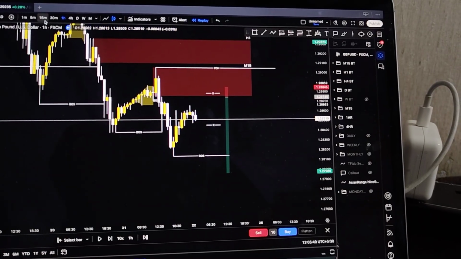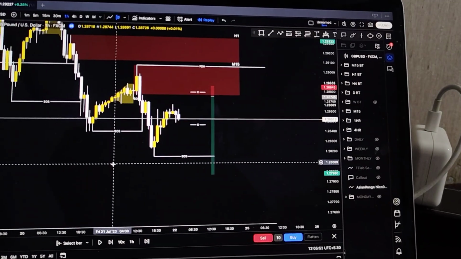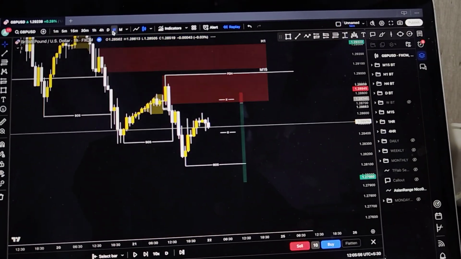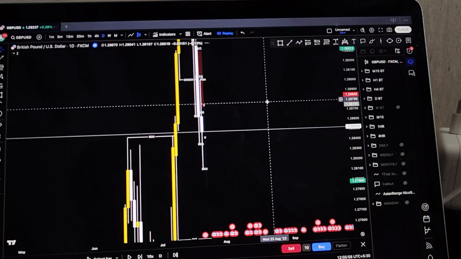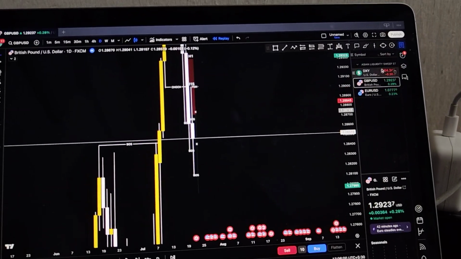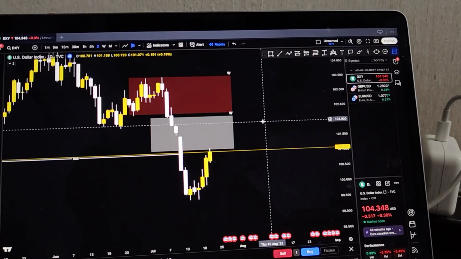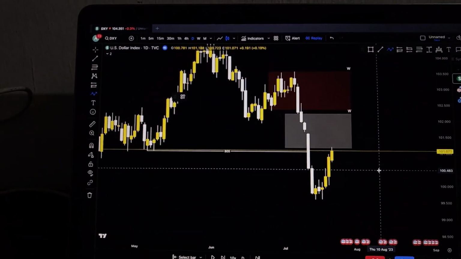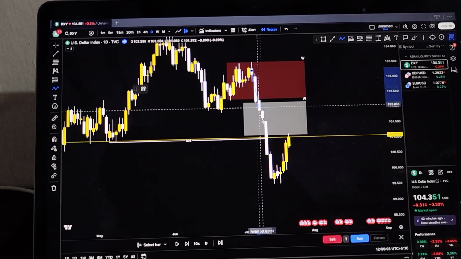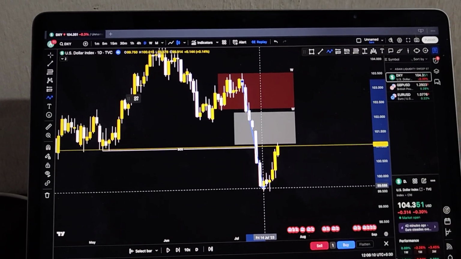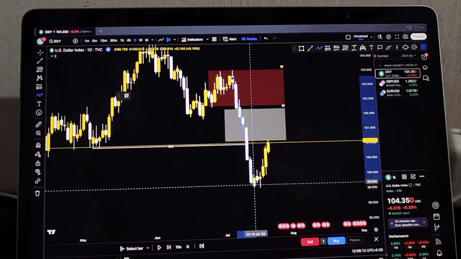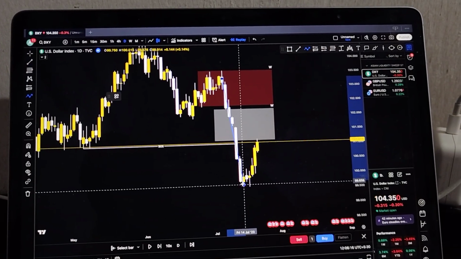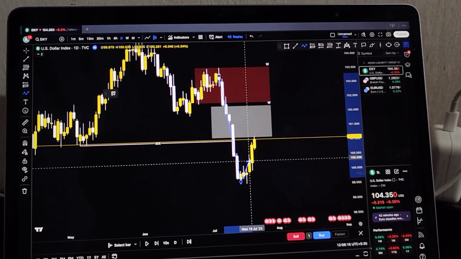And now all the analysis is done. We are looking for sells on GBP USD. So when we are looking for sells on GBP USD, we will look for buys on DXY, as you know. My analysis was looking for sells, but to make sure that I am on the right path, I go to the DXY and look at the DXY.